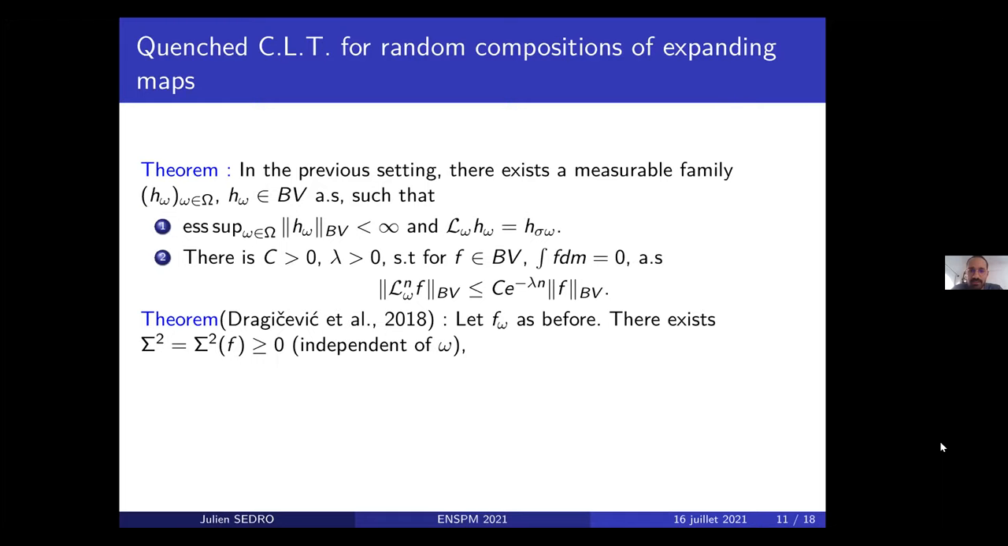Now, with those ingredients, Dragicevic, Froyland, Gonzalez-Tokman, and Vaienti showed in a 2018 paper that there is a quantity, a diffusion coefficient in this setting, that is independent of omega. It is an annealed quantity, not a quenched quantity. So that under a centering condition, you have a central limit theorem. You have a convergence in distribution towards a centered Gaussian of variance sigma squared.